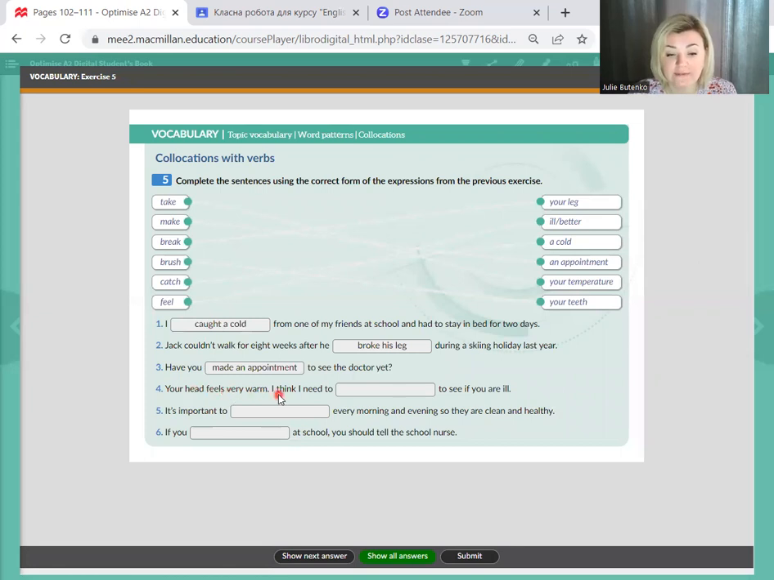Your head feels very warm. I think I need to see if you are ill. Take a temperature. It's important to every morning and evening so they are clean and healthy. Right, brush your teeth. And six, if you at school, you should tell the school nurse. And the last one is feel ill.